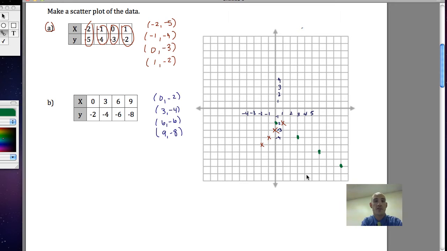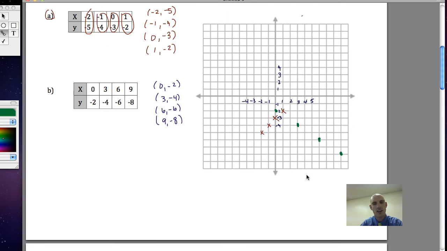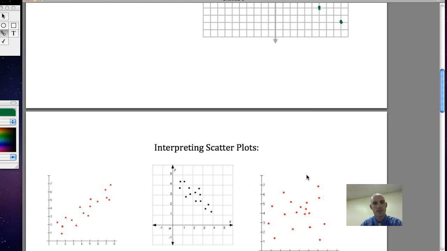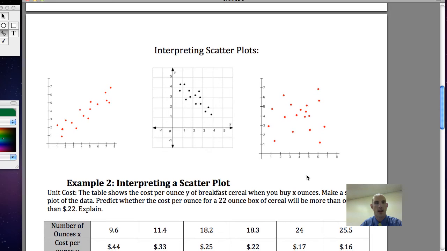Notice there's a distinct difference between the red X's and the green dots. They have two different correlations. These mean something. And in our next part, we're going to explore what this means. We're going to interpret scatter plots.